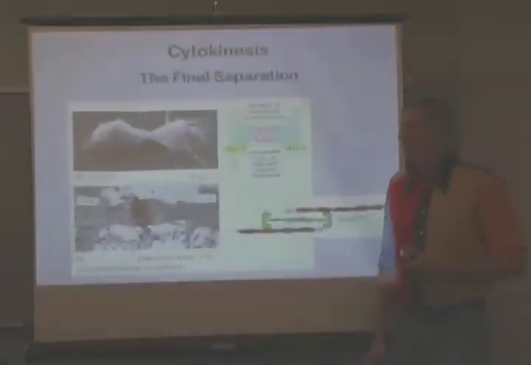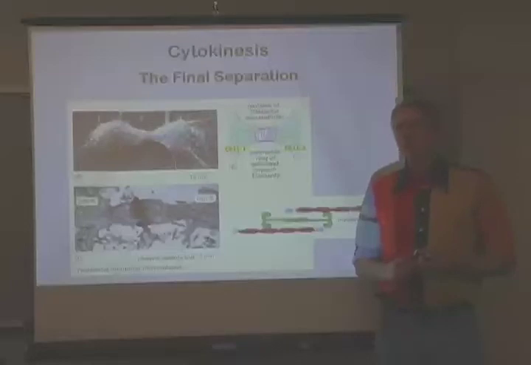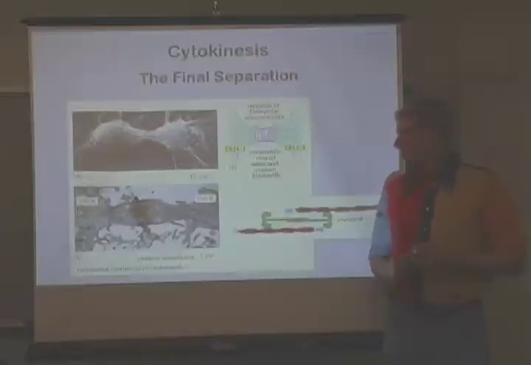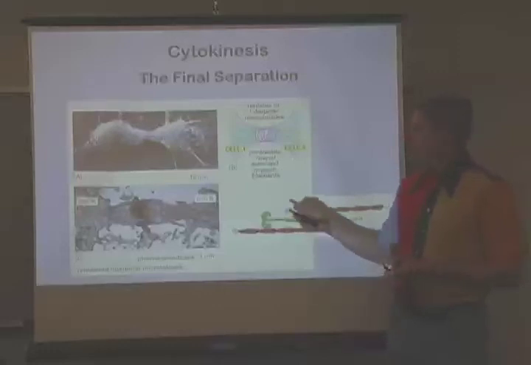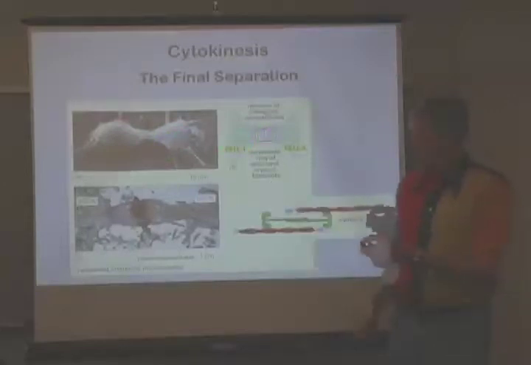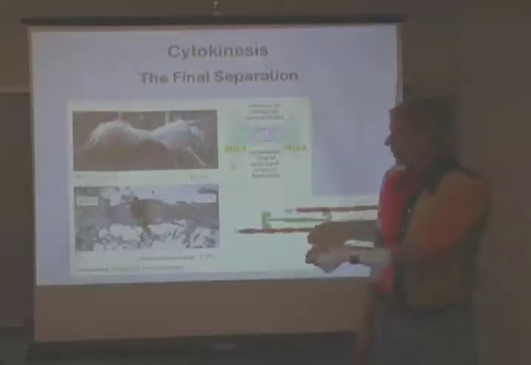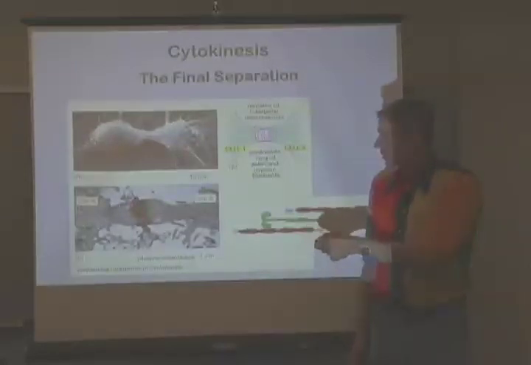Okay, cytokinesis, let's talk about that first. Cytokinesis is the final separation. It involves actin and myosin. Actin is the cytoskeletal element. Myosin is the motor that works on actin. A contractile ring forms of actin filaments. Here's a scanning electron micrograph. The contractile ring forms here. That's what this red bit is. Here's an electron micrograph showing that the actin filaments are concentrated right at this contractile ring.